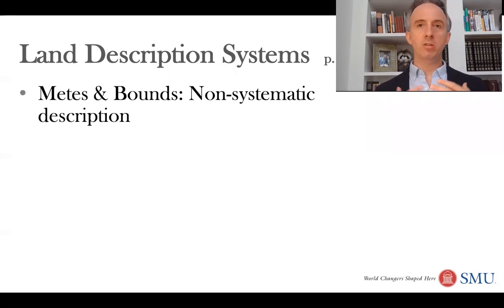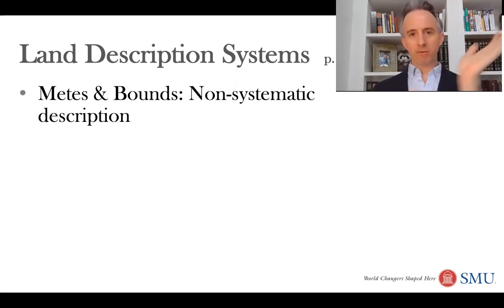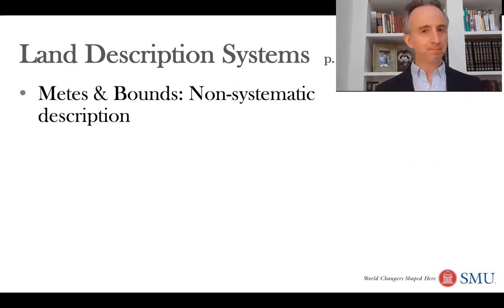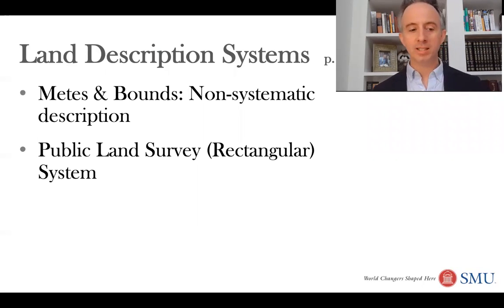So the system that's used in Texas and the most traditional system is meets and bounds. And so that's just non-systematic description. You use whatever baselines you have. So you might say, well, my property has a river on one side and a road on the other. Or you could use any sort of local description that comes to hand. Now, what's used in most states is the public land survey, which is a more systematic rectangular system that uses certain baselines and meridians to establish where a property is located.